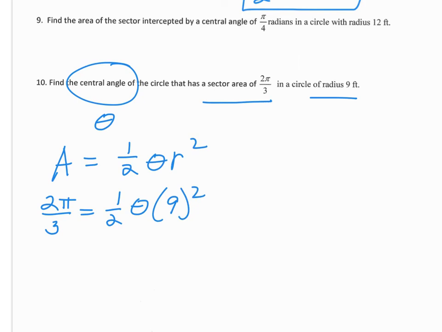Now, hopefully you can crank out the algebra here, but if you just want to trust me a minute, do a little bit of algebra, I get theta is 4 pi over 243.